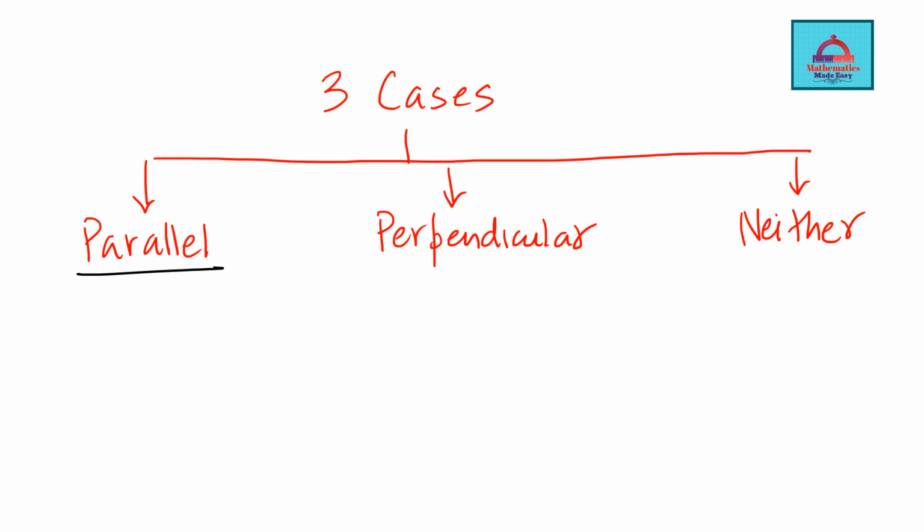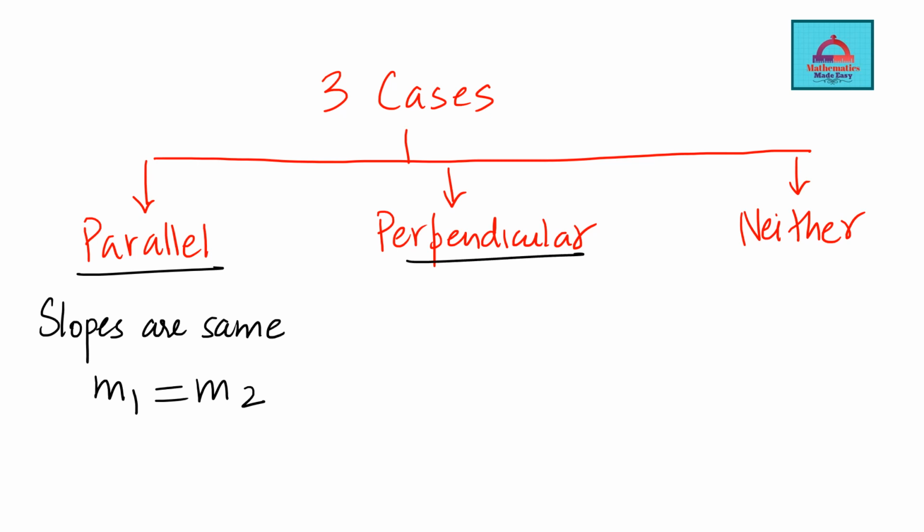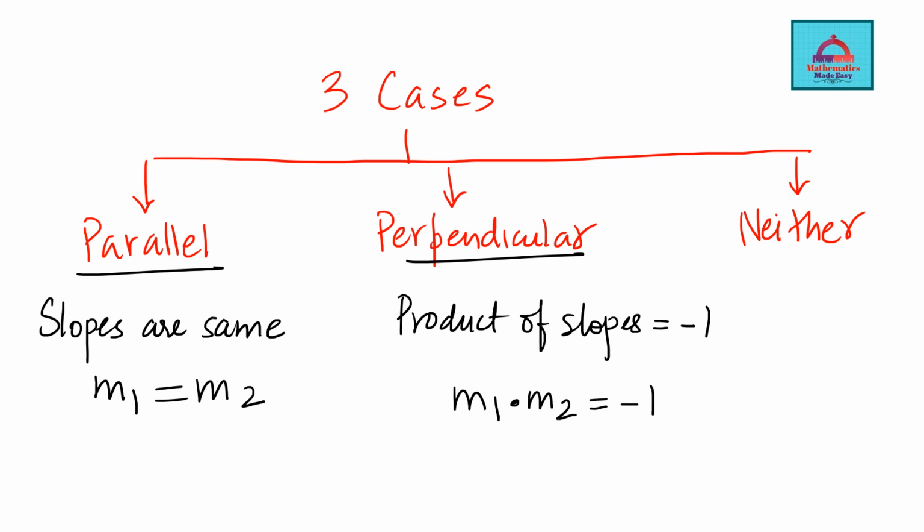If the lines are parallel, their slopes are same or they are equal. So the condition that will be true is m1 is equal to m2 when we are comparing the slopes of two lines. The two lines are going to be perpendicular if product of slopes comes out to be -1. So m1 multiplied with m2 will give you -1.